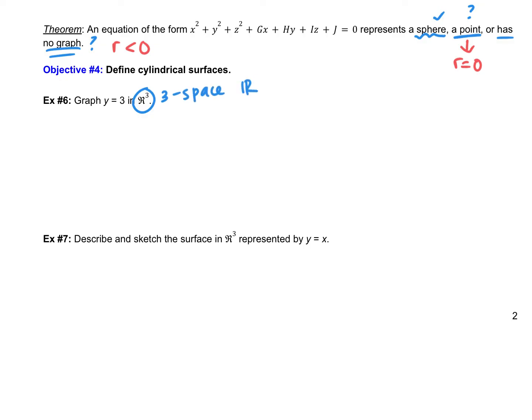So you might have been used to seeing that. That's 2 space versus 3 space. So we need to graph y equals 3, keeping account of 3 space. Now my suggestion would be start with 2 space. So let's start with just the regular graphing that we've done before, where we just have an xy plane.